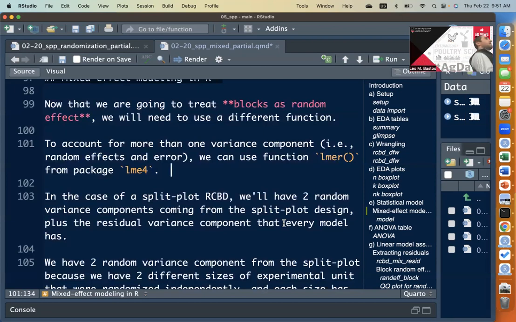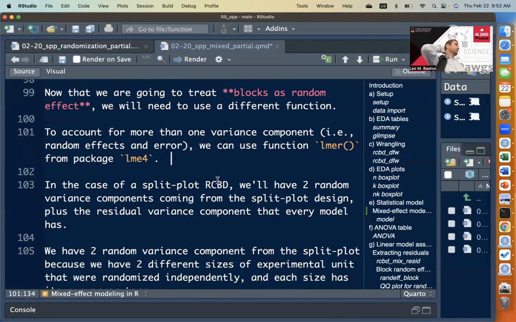are only going to have the error associated with the residuals, in which case we can use a function lm in R. If we do have more than one error source, in the case of treating one of the factors as a random effect, then lm does not work. It does not properly incorporate those two different sources of error into our errors of the model. So we have to use the lmer function that comes from the LME4 package.